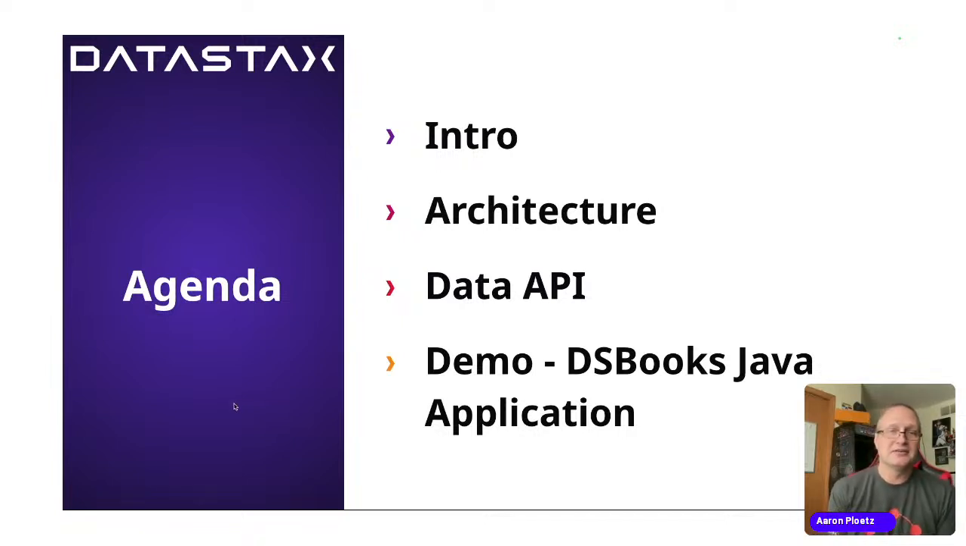That's okay. Anyway, we're going to go through a quick intro, talk a little bit about the architecture or stack that we're going to use today. We're going to talk a little bit about the data API. For those of you who have used Cassandra and DSE before, and maybe for a while, you're probably used to connecting via CQL. Well, the data API is this cool new thing that really simplifies the process.